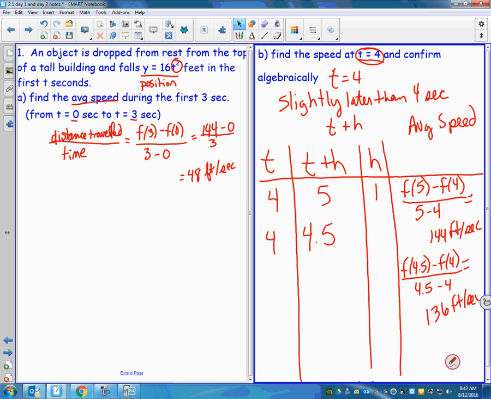And I want to get even closer. What if I did 4.1 seconds? And I also want you to do 4.01, because that would be even closer, right? From 4 to 4.1 seconds, and 4 to 4.01 seconds. And see if you notice.